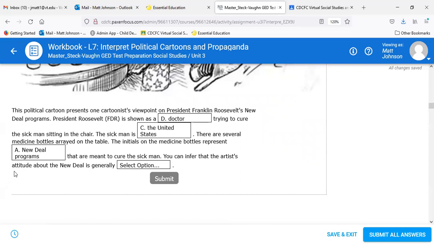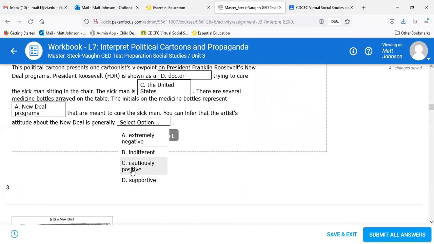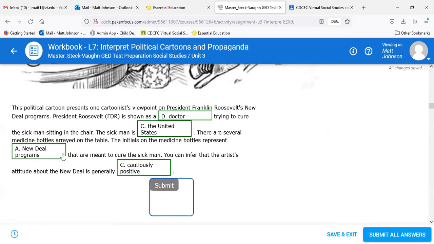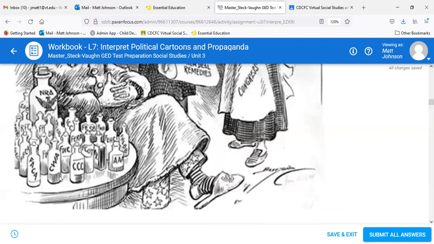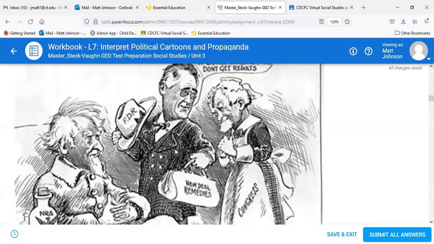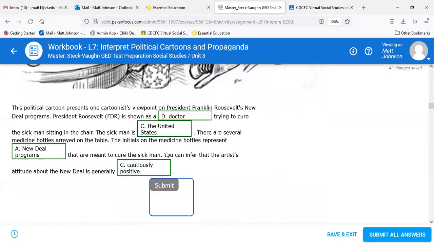You can infer that the artist's attitude about the New Deal is generally extremely negative, indifferent, cautiously positive, or supportive. C, yeah, cautiously positive. So there we go, there are our answers: doctor for the first one, the United States, New Deal programs, and cautiously positive. And you kind of get that, right? It's not particularly negative. The other way you can tell is the way FDR is depicted. He looks healthy, and you can see in his eyes that he looks optimistic, and he's basically saying, well, we can keep trying. We're going to have lots of things that we can try here.